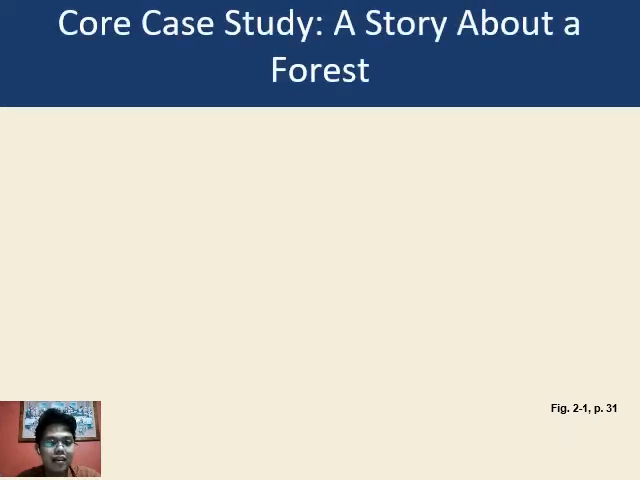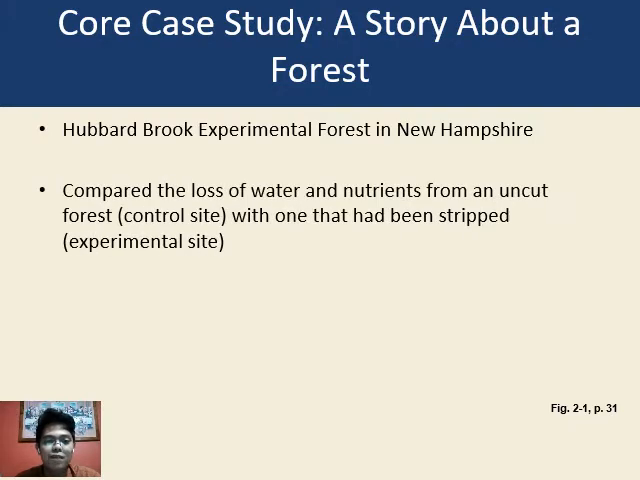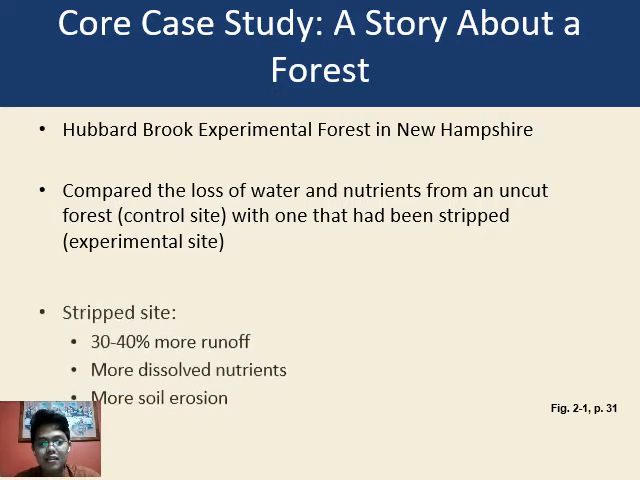That's the case here for the core case study, a story about a forest that happened in Hubbard Brook Experimental Forest in New Hampshire. The scientists, led by botanist F. Herbert Bormann, forest ecologist Gene Likens, and their colleagues, compared the loss of water and nutrients from an uncut forest with one that has been stripped. So the uncut forest is the control site and the stripped one is the experimental site.